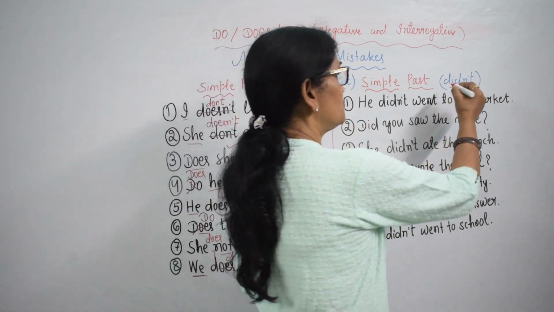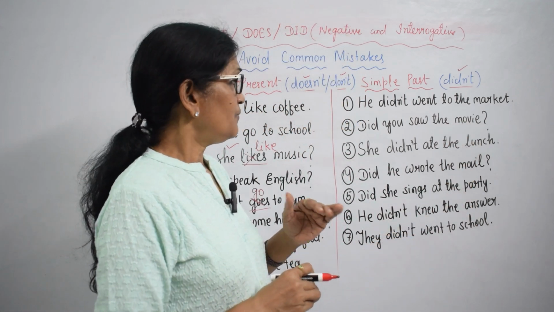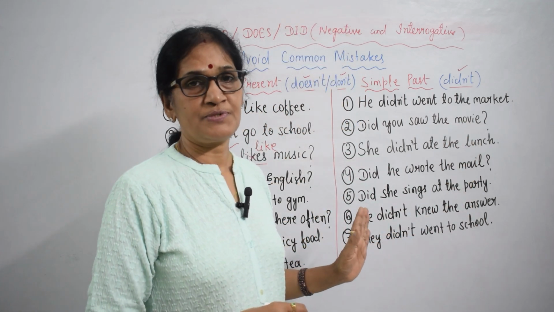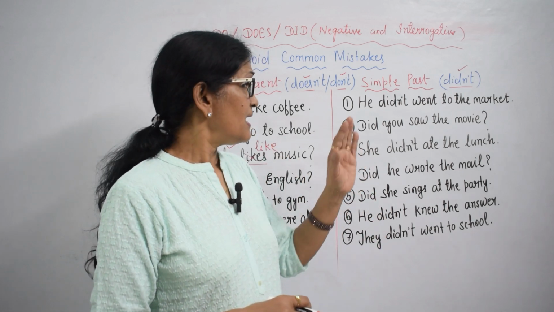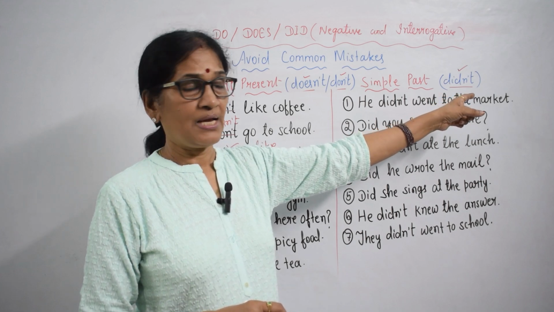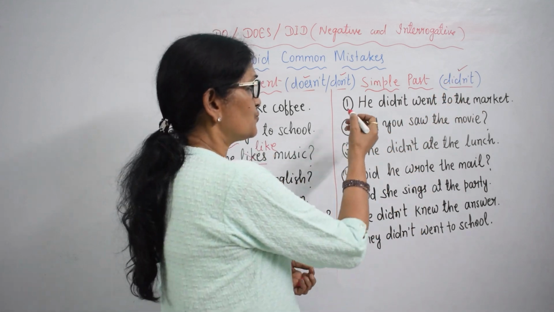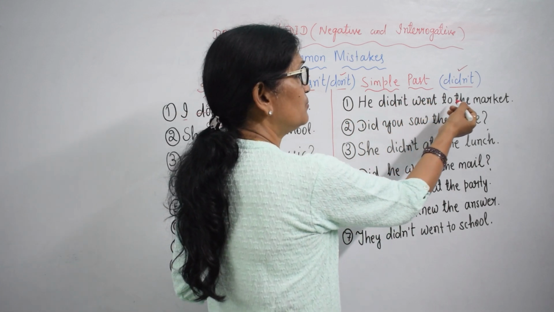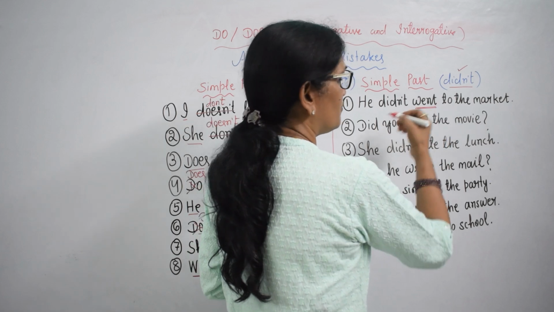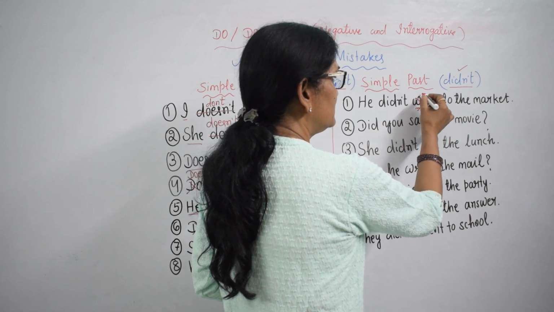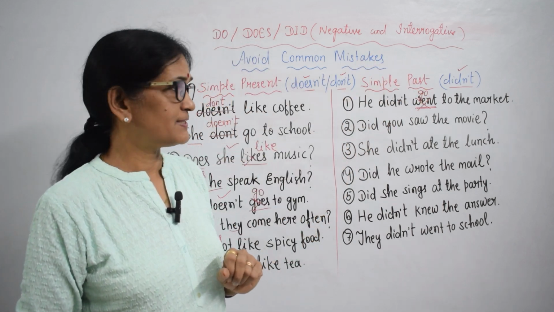On the other hand, simple past. In simple past, we use didn't, did not. You remember, all types of subjects agree with didn't in simple past, and the main verb must be in the base form. Right? "He didn't went to the market." Where will be the wrong? Wrong in the main verb. Instead of went, that will be go, the base form of a verb. He didn't go to the market.